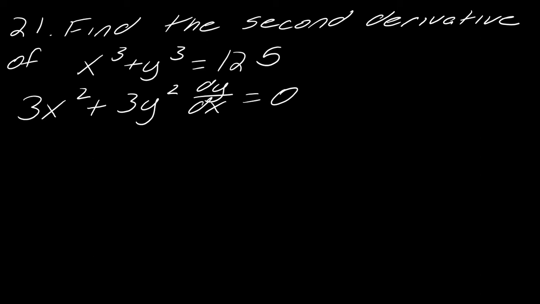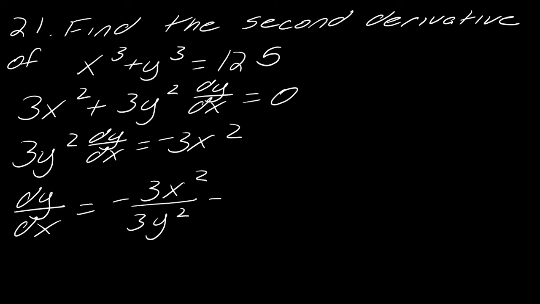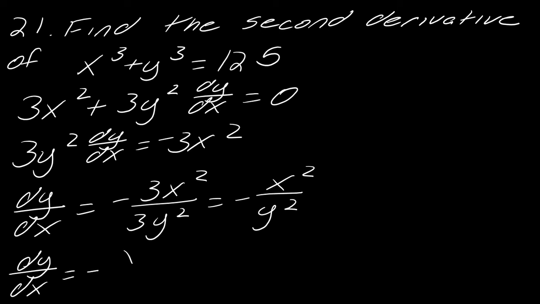So to solve for this, I have 3y squared dy/dx equals negative 3x squared, and then dy/dx is going to equal negative 3x squared over 3y squared, so this will be equal to negative x squared over y squared. Okay, so there's my first derivative, so maybe I'll note that. So dy/dx equals negative x squared over y squared.